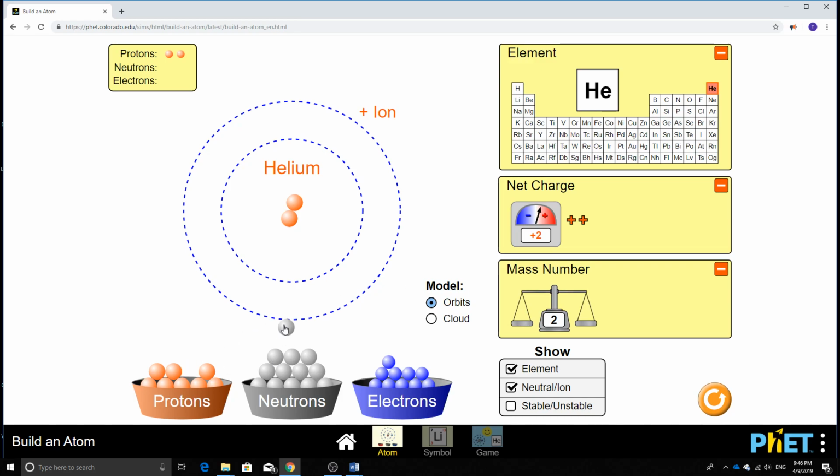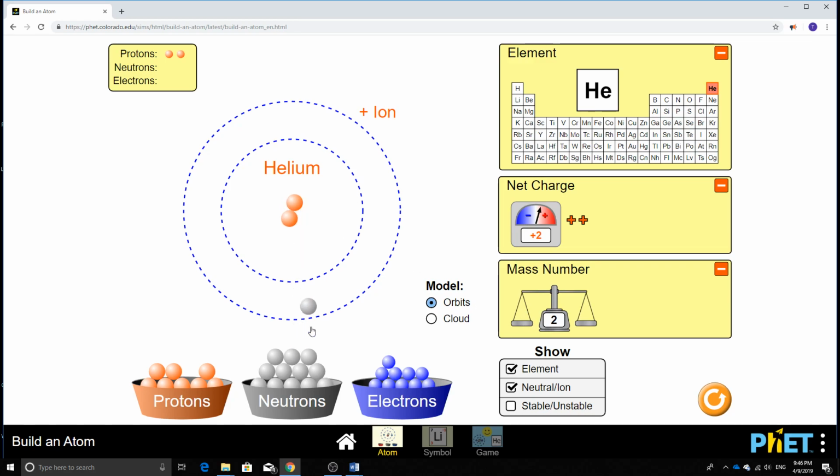So I'm going to place a neutron here, and notice what happened. My helium stayed as helium. And then I placed another neutron. My helium stayed as helium. So no change has been made other than what? My mass number. I don't know if you noticed that.